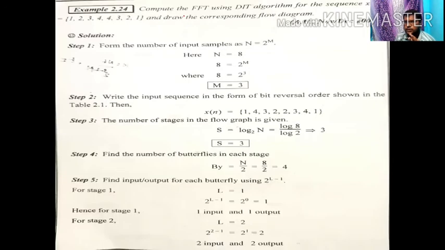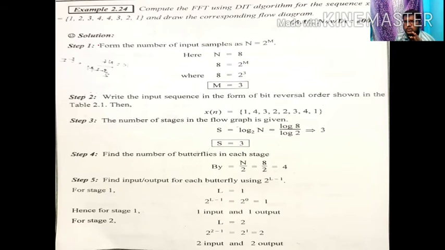Note down these problems. In this problem I may ask: compute the FFT using DIT algorithm for a sequence x of n equal to this. If you put any numbers inside the open and closed parentheses, we call it sequence representation. So 1, 2, 3, 4, 4, 3, 2, 1. With this sequence you have to compute the FFT and also draw the corresponding flow diagram. This is one problem taken from the question bank.